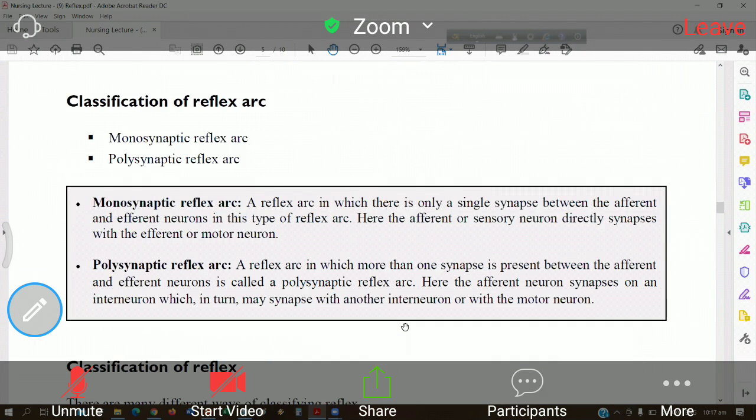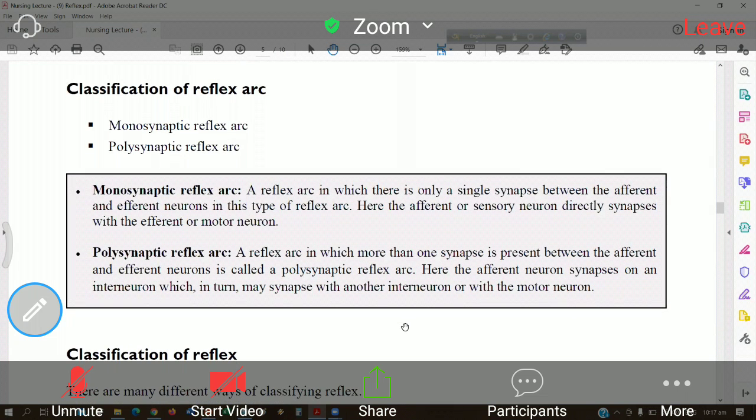Now, reflex arc can be classified into monosynaptic reflex arc or polysynaptic reflex arc. In monosynaptic reflex arc, there is only a single synapse between the sensory neuron and the motor neuron. The sensory neuron directly synapses with the motor neuron. And in polysynaptic reflex arc, the sensory and motor neurons do not synapse with each other, rather they communicate with each other via one or more interneurons.